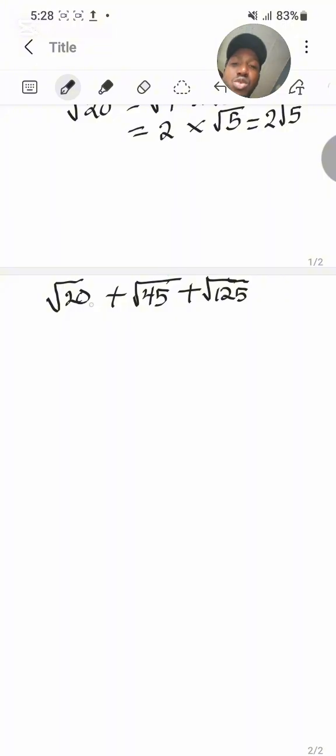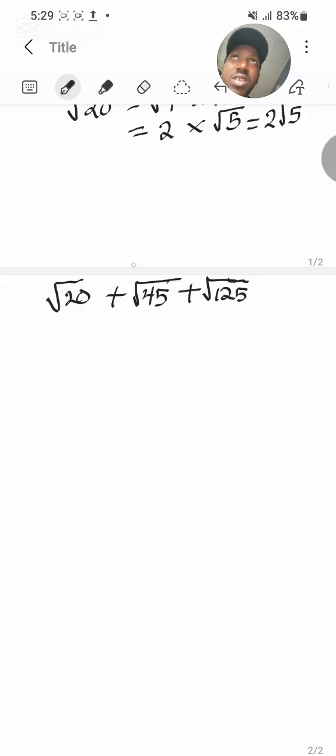So if I use 2 to divide 20, that is going to give us 10. That means 2 and 10 are both factors of 20, but neither 2 nor 10 is a perfect square, so I won't go for that.